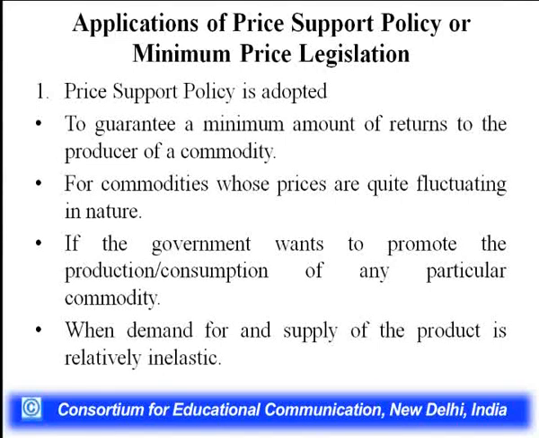And this policy is adopted mainly for commodities whose prices are quite fluctuating in nature. We all know that the prices of agricultural crops are very fluctuating in nature. During a bumper crop, the price of the agricultural crop may fall tremendously, and during the period of shortage, in the period of drought and flood, where there is less production of agricultural produce, the prices may shoot up like anything.